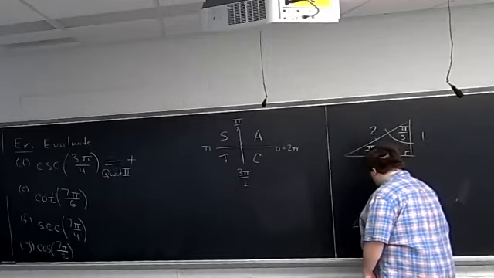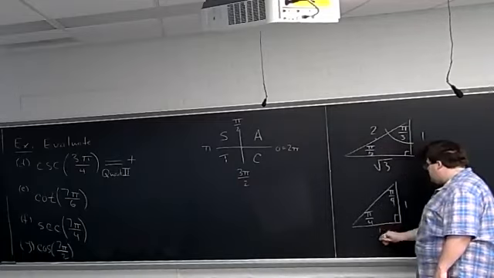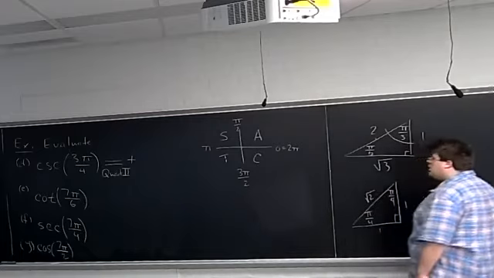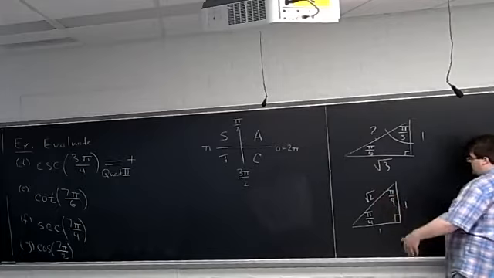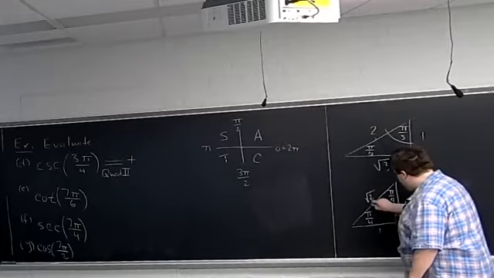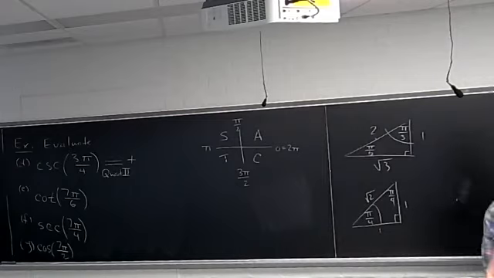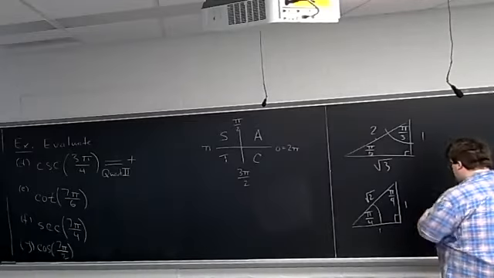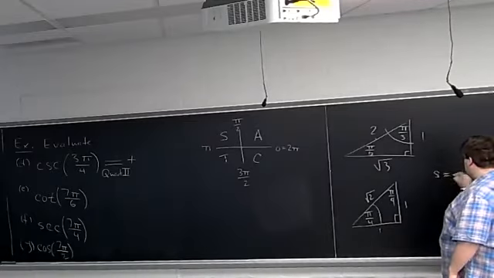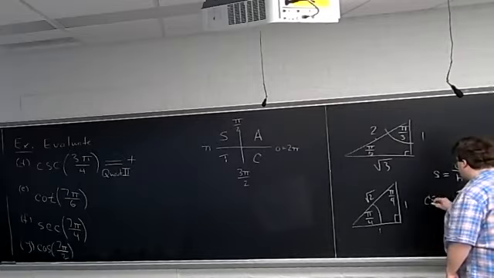I'll jump to the triangle that has pi over 4. Sides in ratio 1 to root 2. And of course, this is an isosceles triangle, so you could use whichever angle you want. I'll use the bottom one, I guess. Cosecant, what is the fraction for cosecant? Well, sine is opposite over hypotenuse, so cosecant is that flipped around.